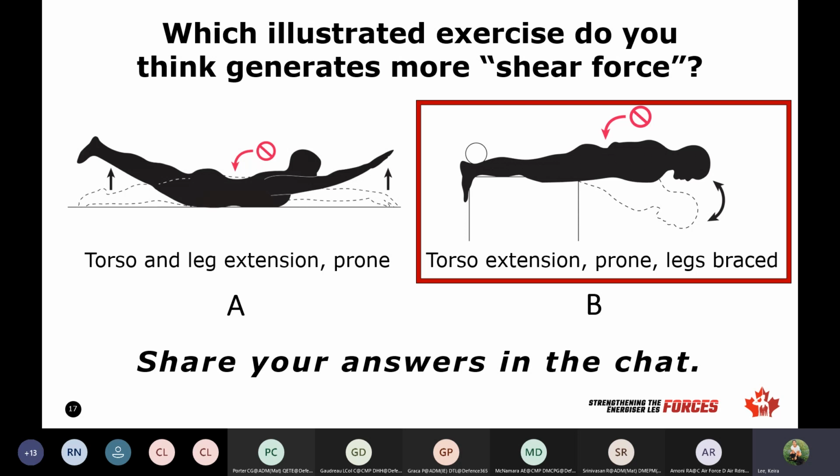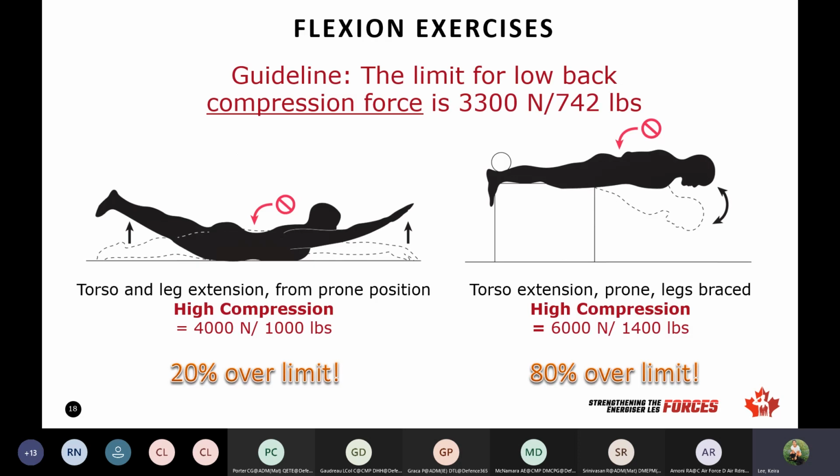So it's creating quite a bit of shear force, but not only that, compression forces are really high with this exercise as well. Along with repetitive sit-ups and hanging bent legs, so the Roman chair exercise where your legs are hanging and bent, the exercises on this slide, the torso extensions and the prone extensions, are not as recommended because they go beyond the limit of the lower back compression force of 3,300 newtons.